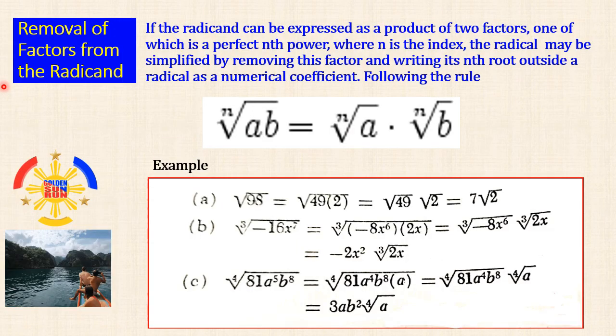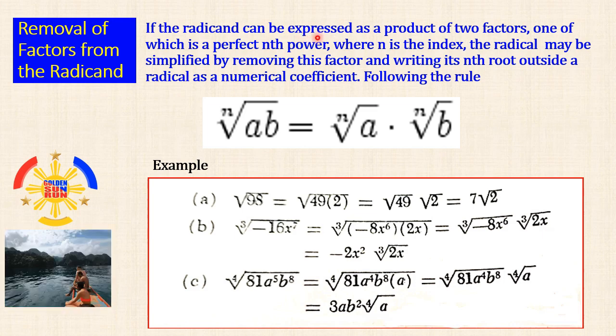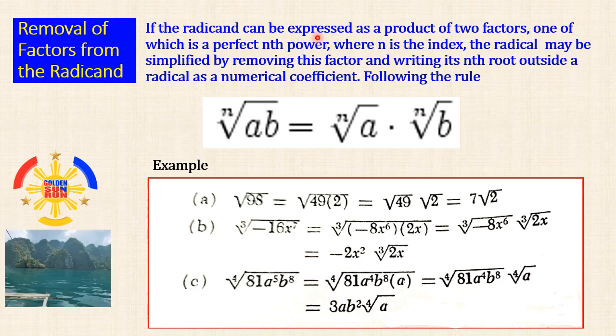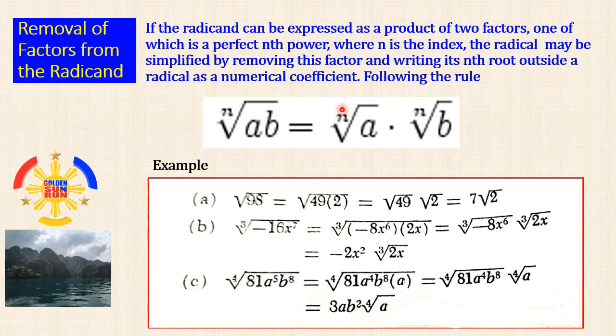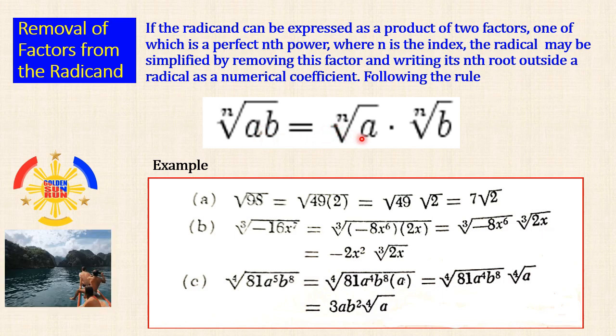Removal of factors from the radicand. Kung ang isang radicand ay maaaring i-express o isulat na produkto ng dalawang factors kung saan ang isa dito ay perfect nth power at kung saan ang n ay ang index, ang radical ay maaaring isimplify sa pamamagitan ng pagkuha ng nth root ng isang factor na ito at isulat bilang numerical coefficient sa labas ng radical. Sinusunod ng panuntunang ito ang rule na the nth root of A multiplied by B is equal to the nth root of A multiplied by the nth root of B.